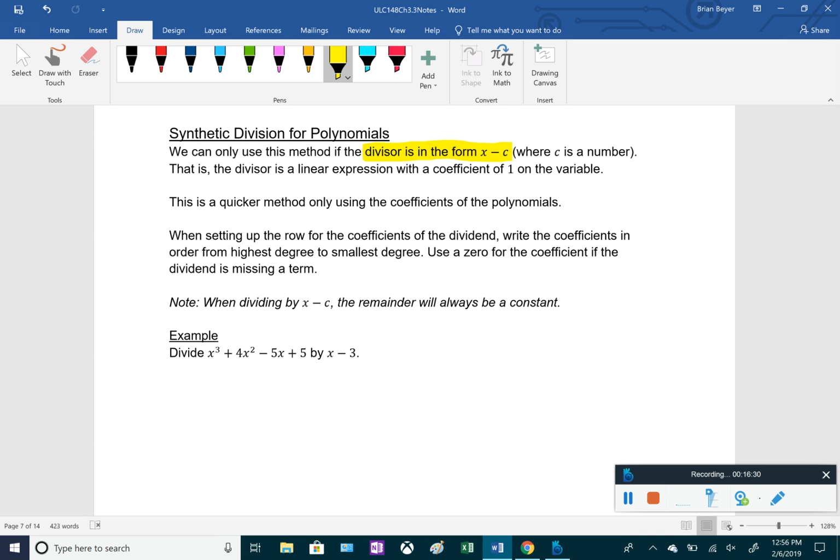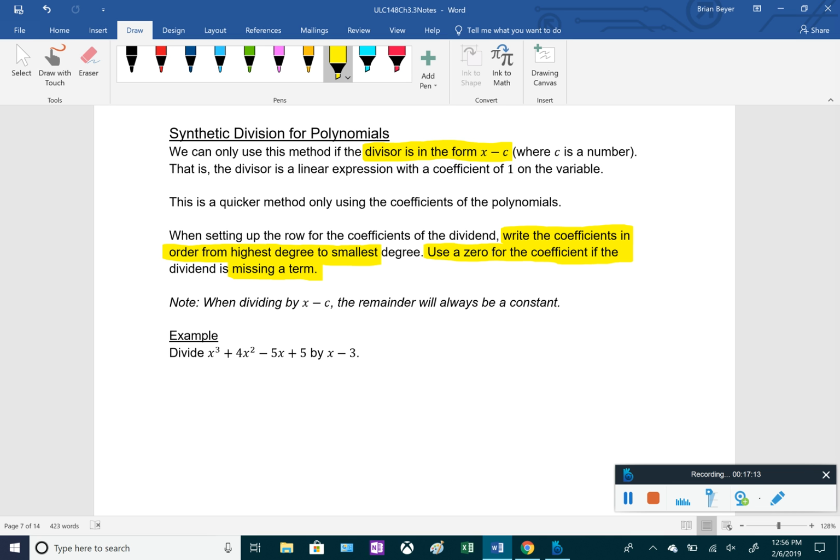And like I mentioned, this is typically a quicker method. And what we're going to be doing is we're only going to be using the coefficients of the polynomial. And we're going to be setting it up in a couple rows. So I'll just go through and explain it in an example. And when we set up the coefficients of the dividend, we have to make sure that we write the coefficients in order from highest degree to smallest. And we need to use a 0 for a coefficient if it's missing a term. So we have to put a coefficient of 0 in if it's missing the term.